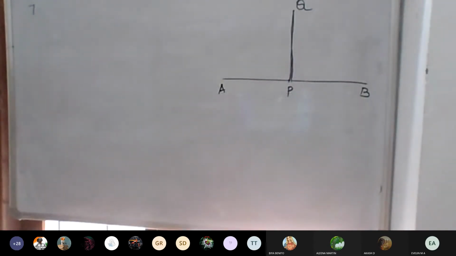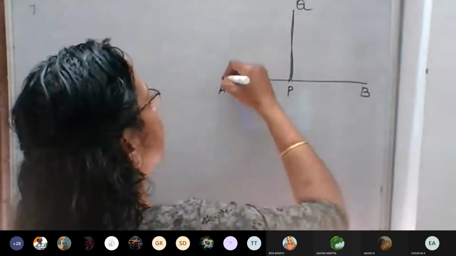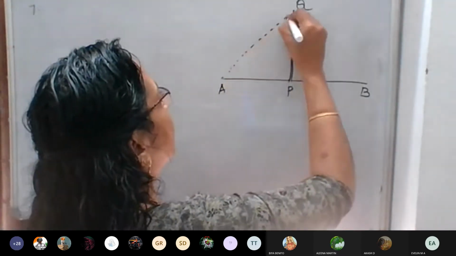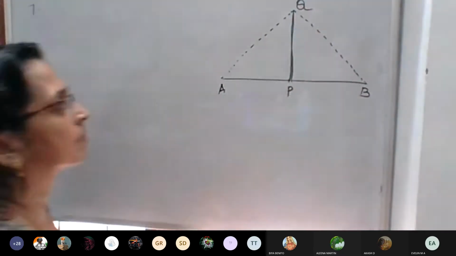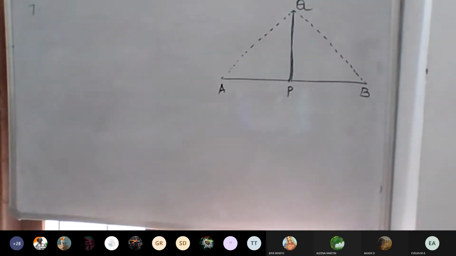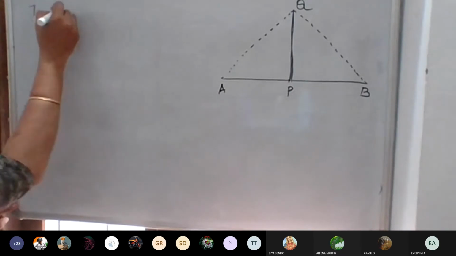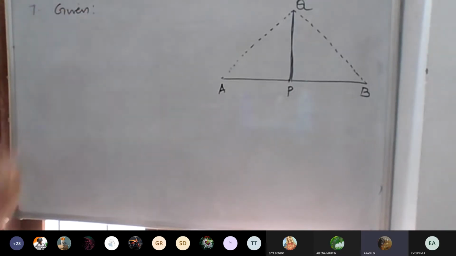Show that QA is equal to QB. That means we join QA and QB using dotted lines. So now we have two triangles. Then it is easy, no? What are the things given?